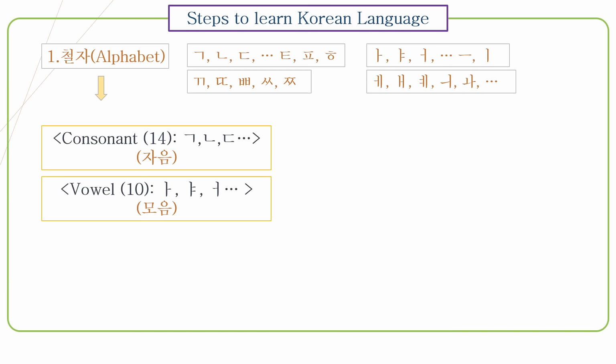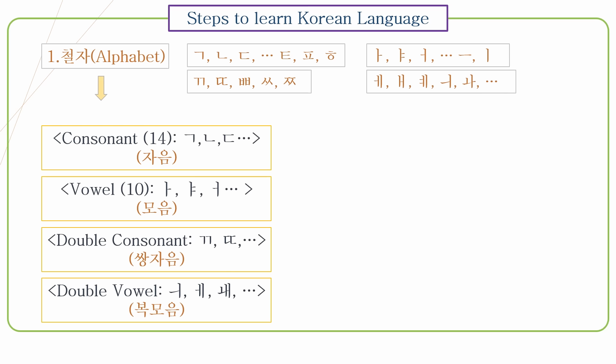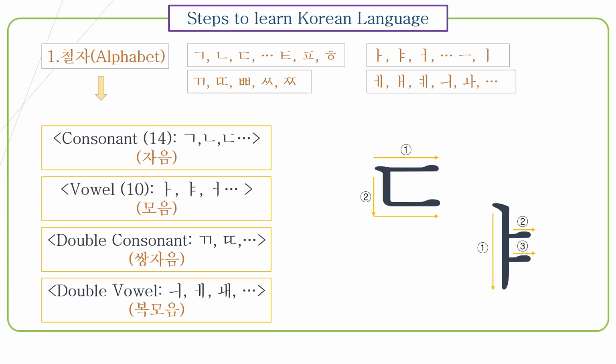Furthermore, you need to know a double consonant, which is a combination of two consonants, and a double vowel, which is a combination of two vowels, and of course, how to pronounce and write. In addition, the direction of writing Hangul is from left to right, and from top to bottom.